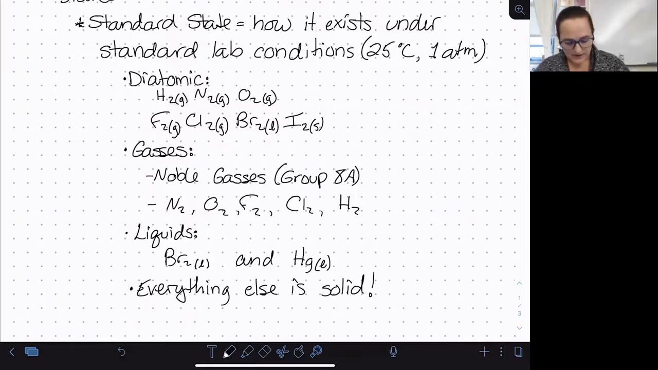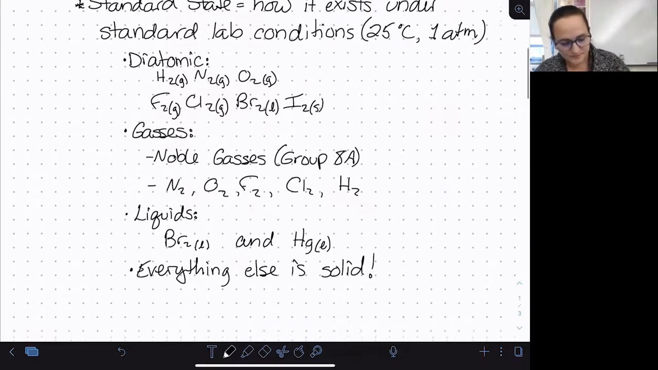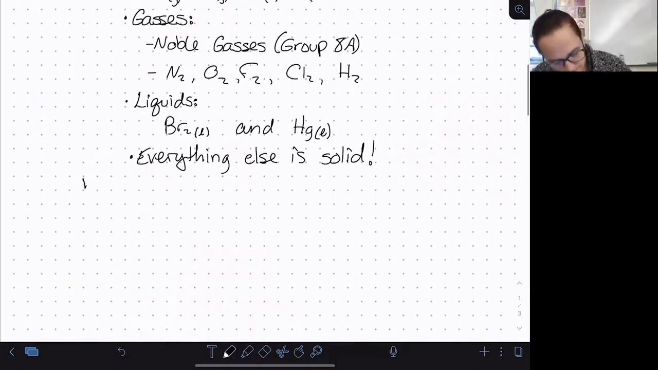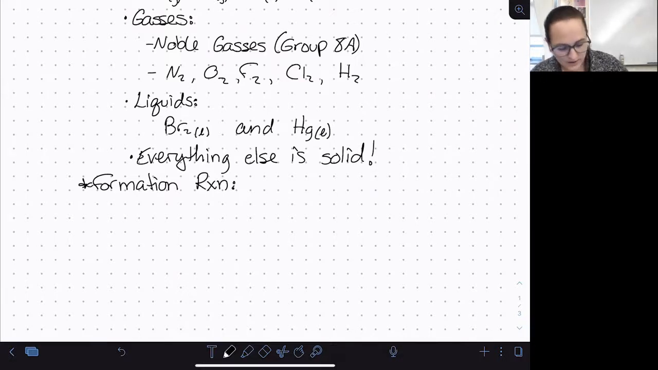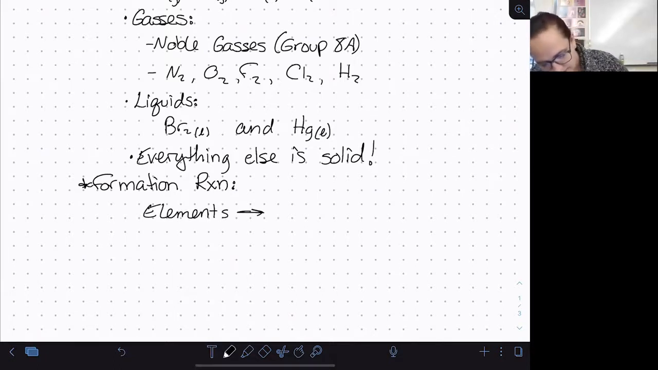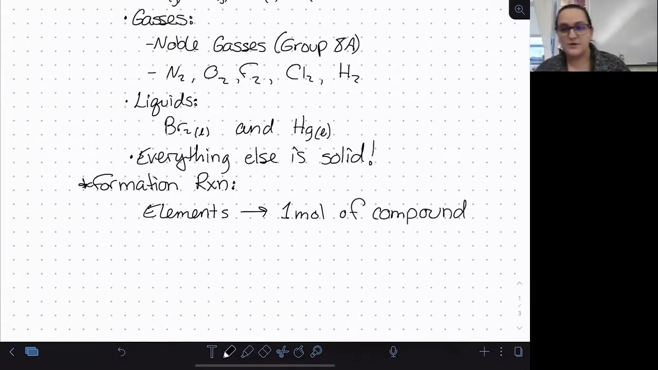So these heats of formation that we're talking about today are the delta H for what's known as a formation reaction. Which is always elements in their standard state forming 1 mole specifically of some compound is how a formation reaction is defined, and therefore how heat of formation is defined.